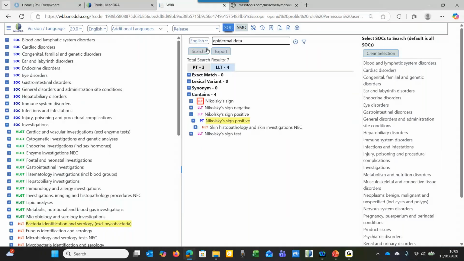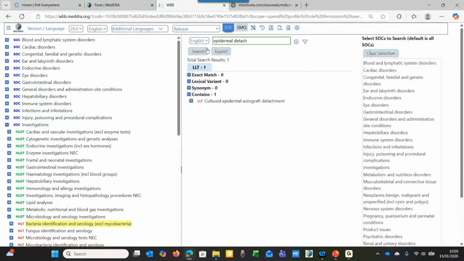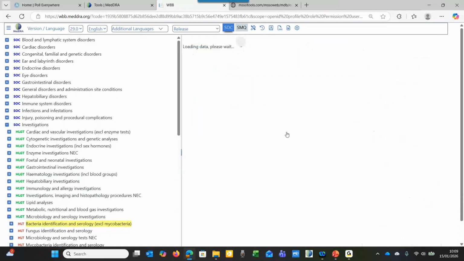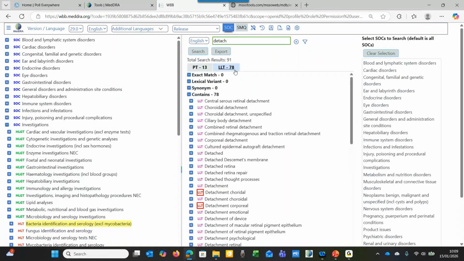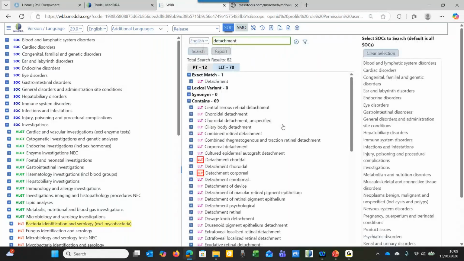And then the last thing we had reported there was the epidermal detachment. Epidermal detachment. Is this the same as peeling? It makes me think. No, only something to do with the graft. We've done no graft. Skin detachment. Detach. Anything detached? Oh, too many there. Detachment. Skin detachment. Still a lot to look through.